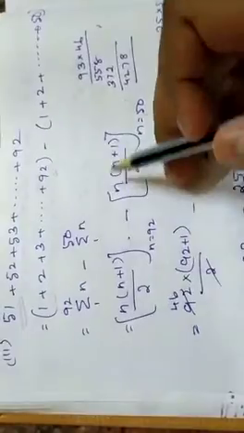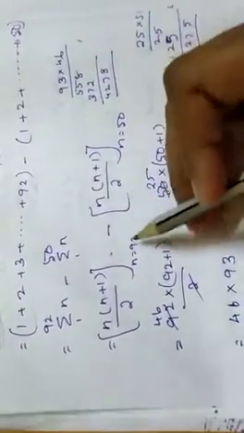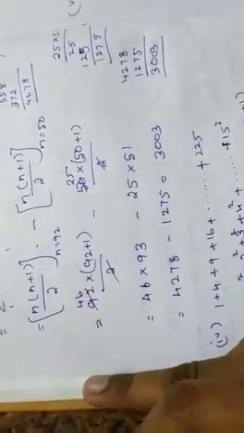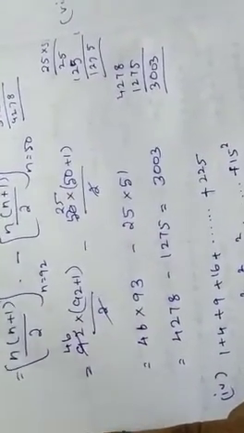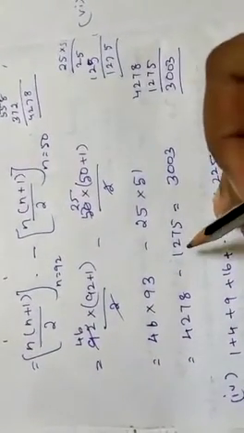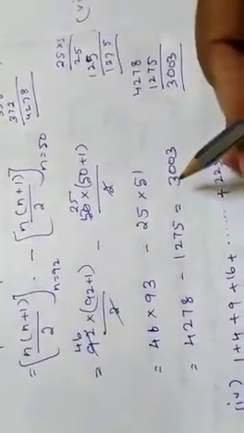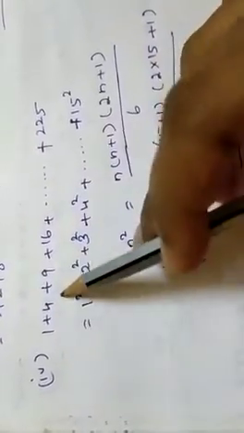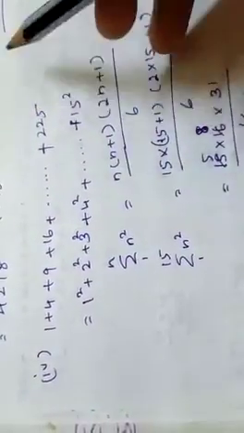So which is n into n plus 1 divided by 2 minus n into n plus 1 divided by 2. Here n equal to 92 and here n equal to 50. So we'll find the solution, which is 46 into 93 minus 25 into 51. We'll get 4278 minus 1275, which is 3003. That's it. So our next part solution, 1 plus 4 plus 9 till 225.